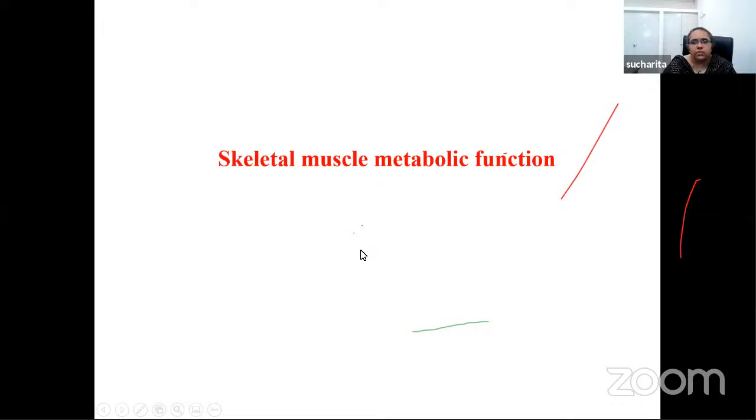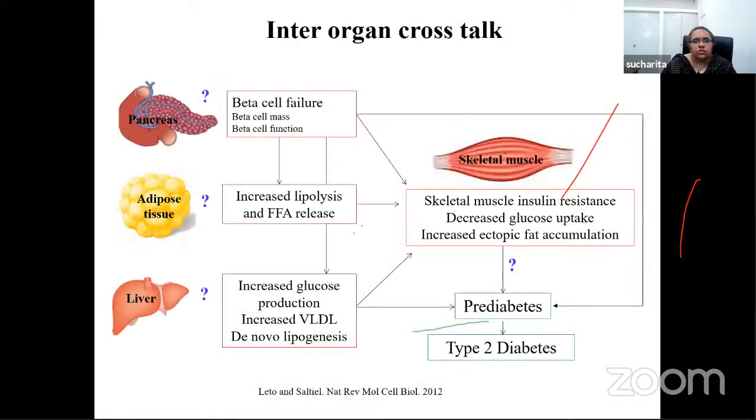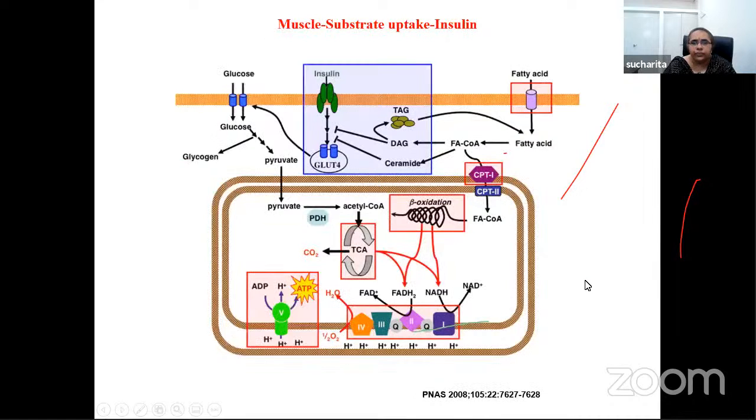So moving on to skeletal muscle metabolic function. In terms of diabetes, it's important for us to understand the skeletal muscle metabolic function, because muscle interacts with other organs, or there is something called inter-organ crosstalk. So you have a crosstalk between pancreas, adipose tissue, liver, and skeletal muscle interacts with all the organs in order to maintain the glucose uptake, or the fat metabolism, which we will be talking about in a bit now.